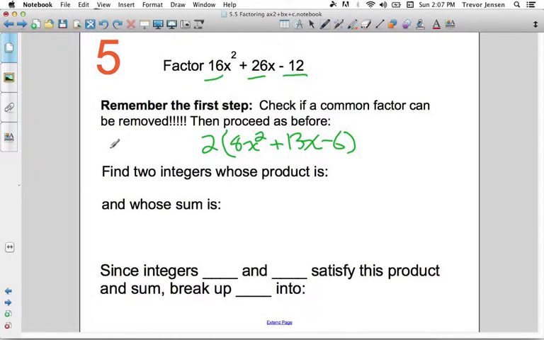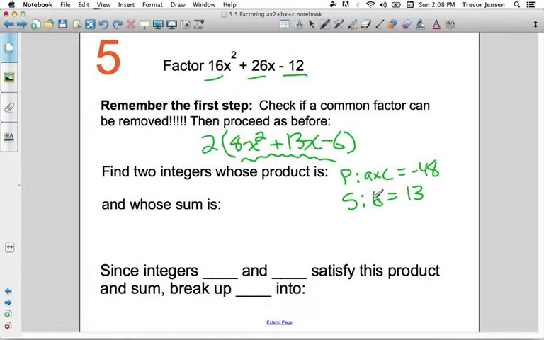So if I want to factor this quadratic inside the brackets, once again I'm going to need to find two integers who have a product of my a times c. I have to do that because remember this a value is not 1, it's an 8. So I need to multiply that by the c value and find two numbers with a product of that. So 8 times negative 6 is negative 48. And I also need the two numbers to multiply to give negative 48, and have a sum of my b value, which is 13.